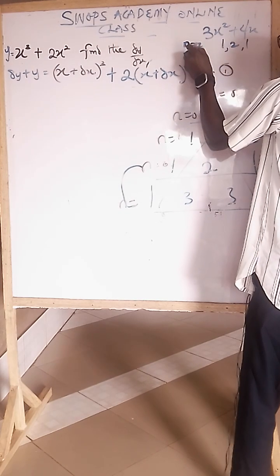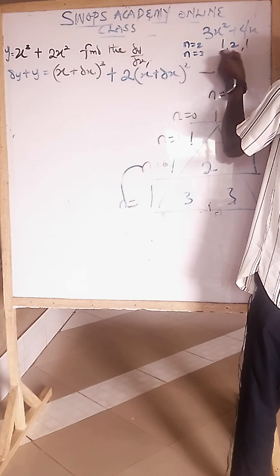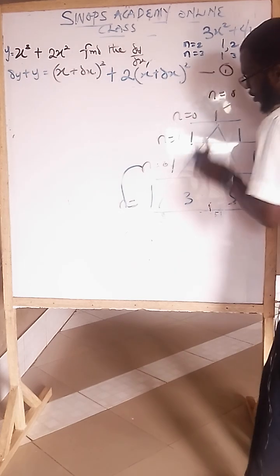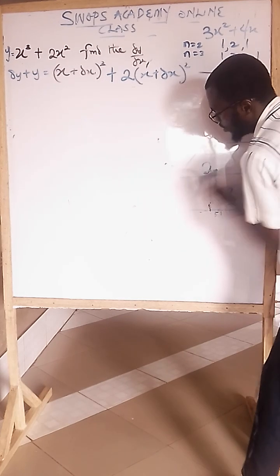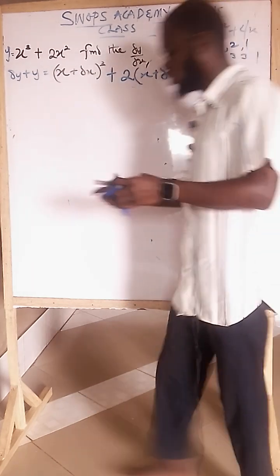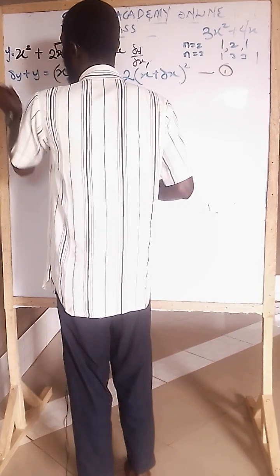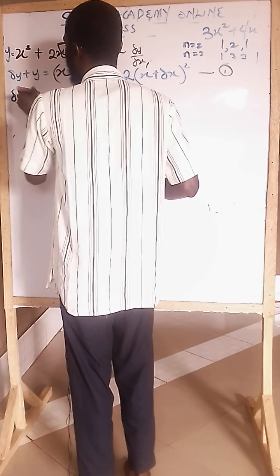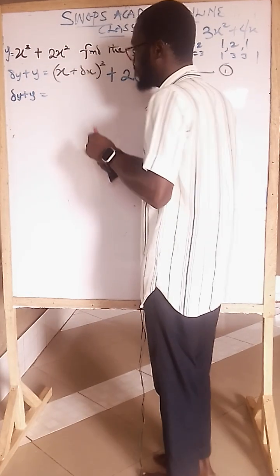For n equals 3, it will be 1, 3, 3, 1. Let me clean this so it's not bulky and lengthy. Now what will this be? This will be the (x + y)^3, x plus y, equals to. Now let's try and expand this.